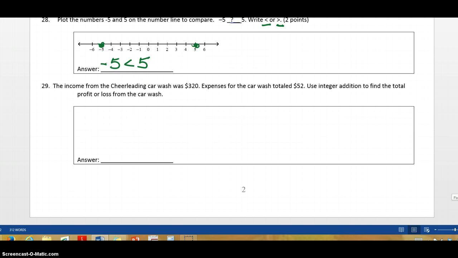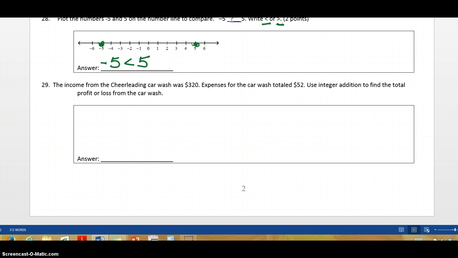And last but not least, our last problem says the income from the cheerleader car wash was $320. Okay, so it's a positive 320. They earned $320. Now expenses for the car wash totaled 52, so that's a -52 there because we had to spend money. Those expenses, so that's a negative number. Now we need to use integer addition. That's very important. Addition to find the total profit or loss from the car wash.